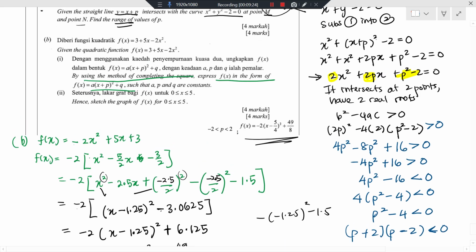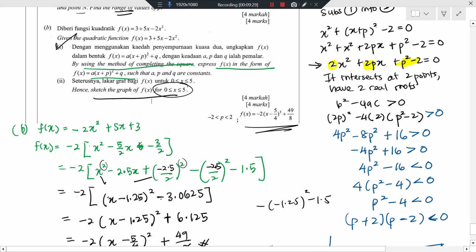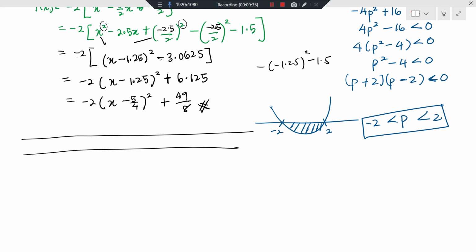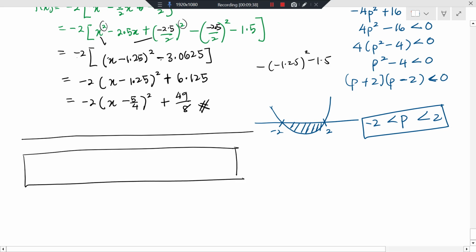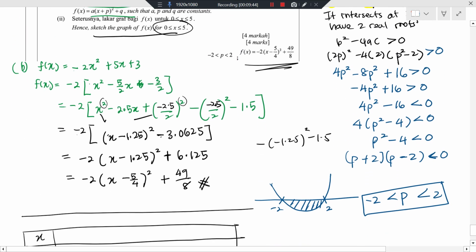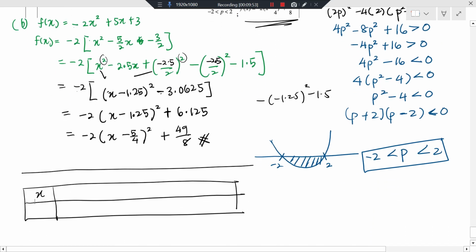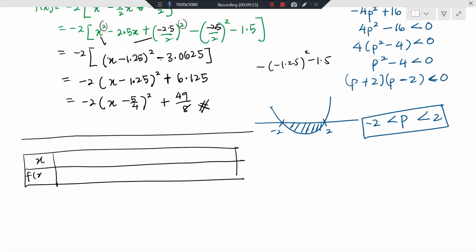Okay, we already did the completing square. Now sketch the graph for this, values 0 to 5. Okay, they already give you the domain, right? So I will always advise you, whenever they give you the domain, follow it. If they didn't give any domain, we will normally show the x-intercept, which is the roots, y-intercept, maximum or minimum point of your graph. But whenever they give you 0 to 5, you need to follow that.